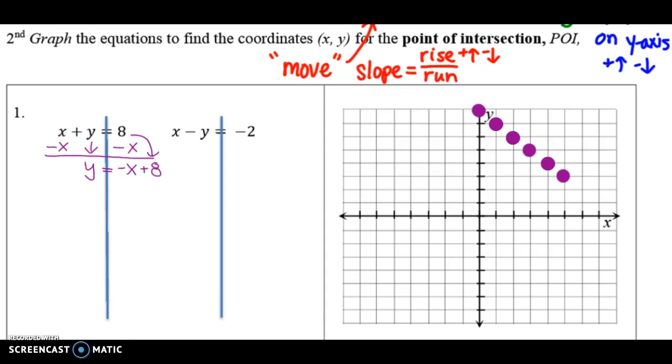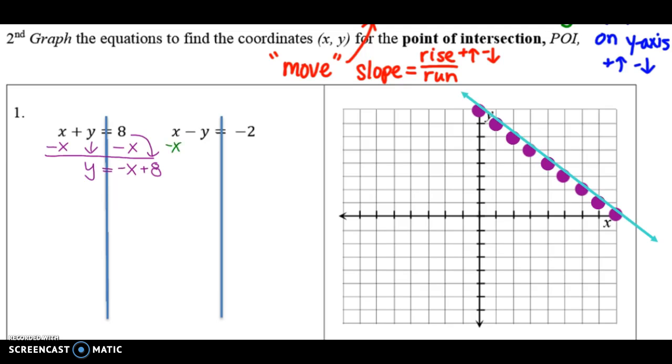Negative x is that invisible 1. So negative 1 means down 1. And I treat slope as a fraction or a ratio of rise over run. So down 1 and over 1. Then I need to use my ruler, or my line tool in this case, to draw my line. The more points you plot, the more accurate your line will be.